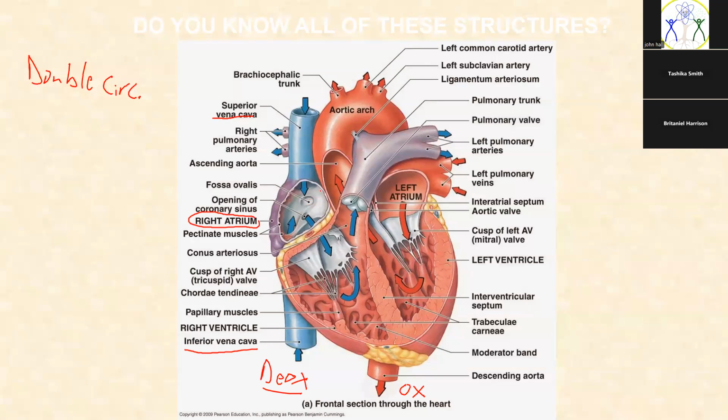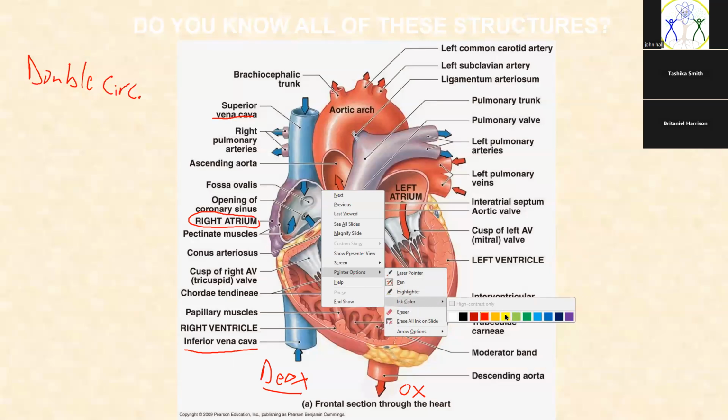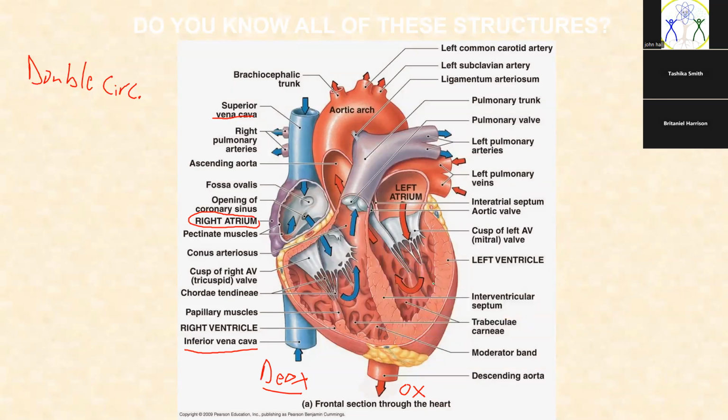Now, I'm going to mention something you may not have learned at CSEC. What I'm going to do is I'm just going to circle the ones that you may not know. Okay? So right here in your right atrium, you have this thing here called the coronary sinus. Coronary sinus is where deoxygenated blood from your coronary system is coming back into the heart.